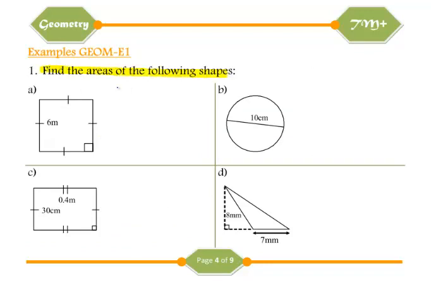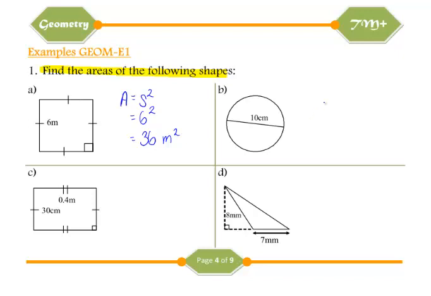So the first one is a square. So the area of a square is simply the side squared, which is going to be 6 squared, which is 36, and it's metres squared.